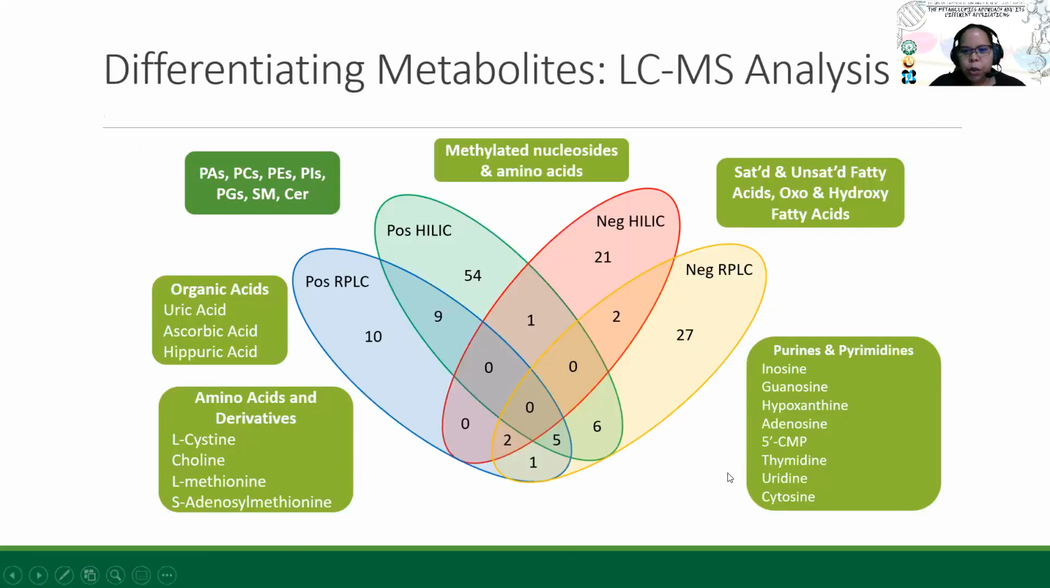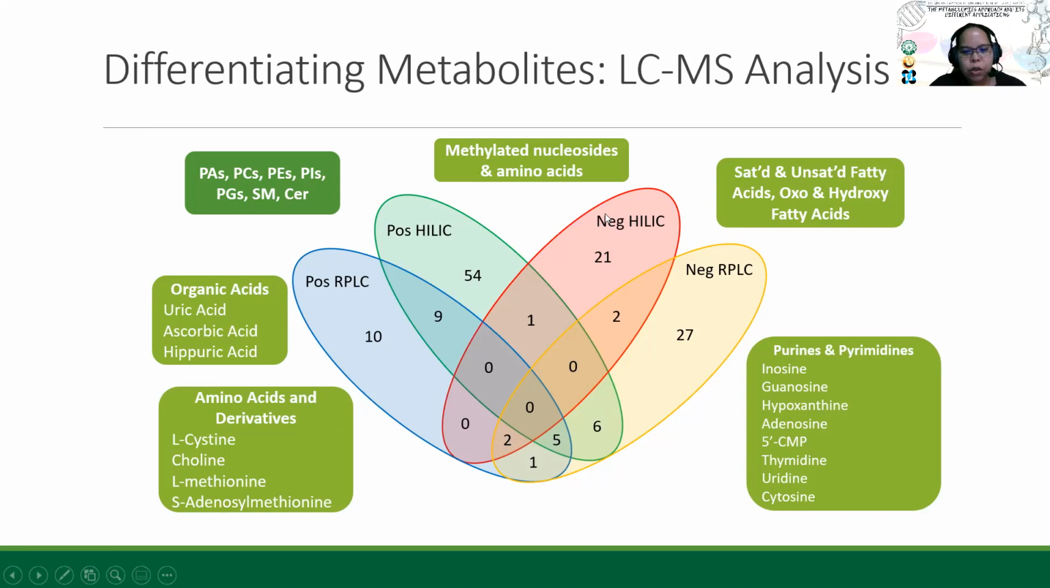So this is just to show the differentiating metabolites in terms of the LCMS analysis, and you can see the diversity of metabolites that has been tentatively identified. You can see changes in your saturated and unsaturated fatty acids, oxo and hydroxy fatty acids, in your purines and pyrimidines, in your amino acids and derivatives, organic acids, as well as in your lipids.